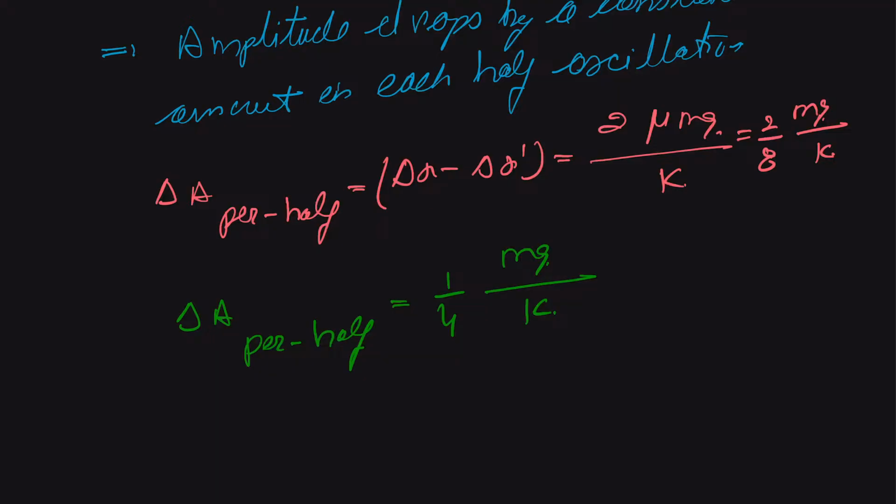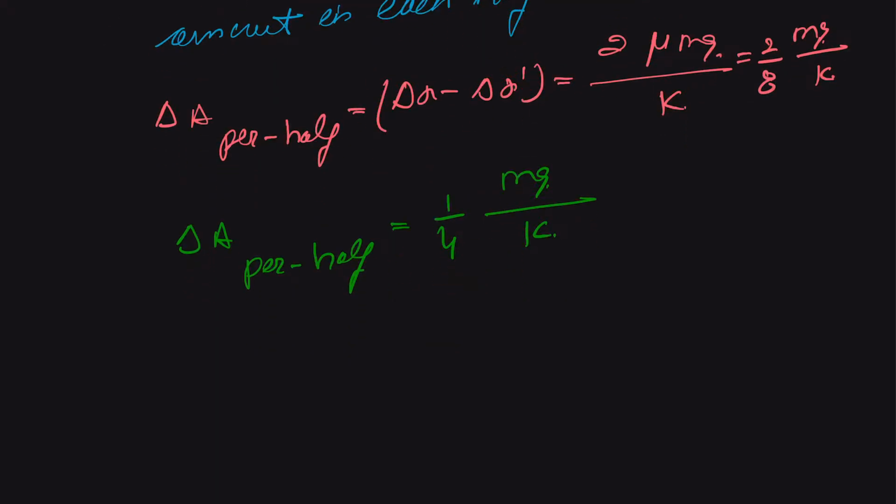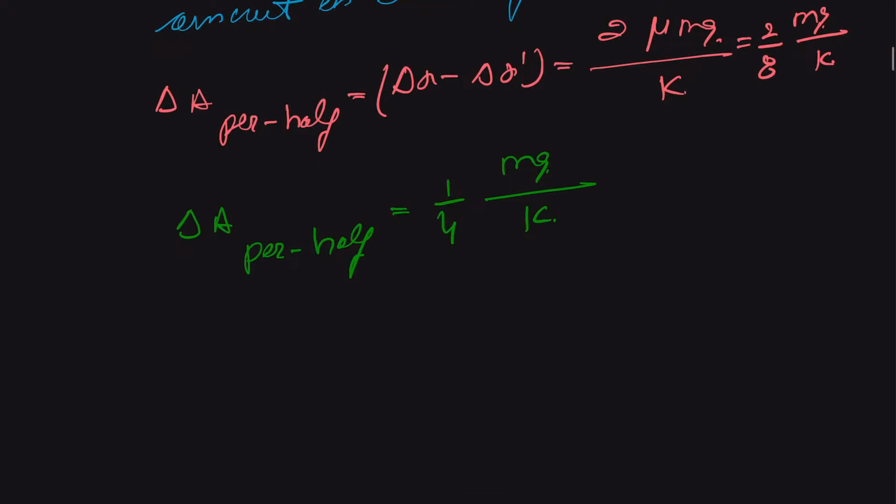So let us try to find out after one half oscillation what will be the amplitude left. So we can say that the initial amplitude is already known to us. Let us call the initial amplitude x naught, and that was mg upon k.